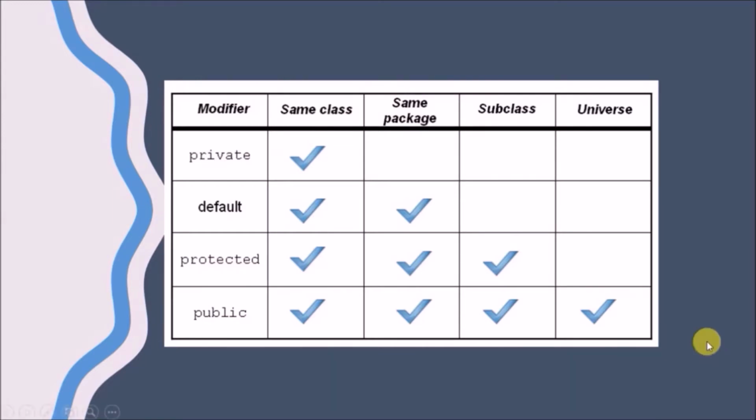If you look into this table here, if you use the access modifier private, then you can only access it within the same class. One more thing, class and interface cannot be made private. So to understand this, let us create an example of it.